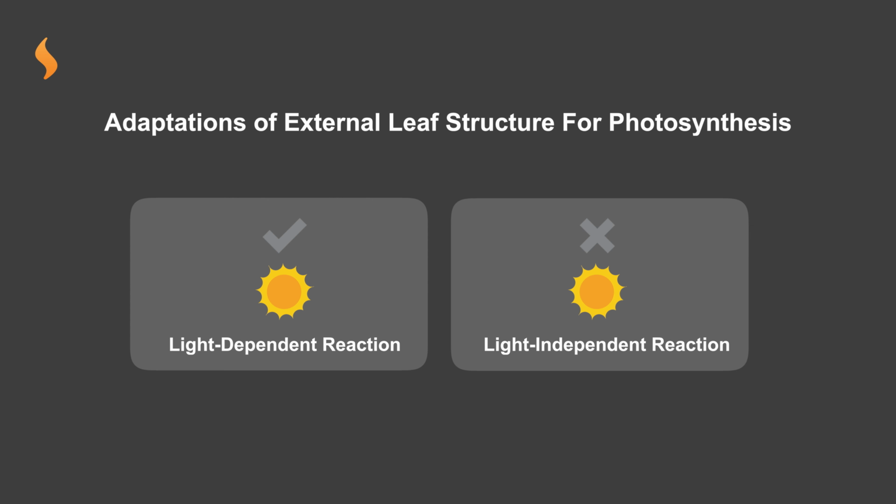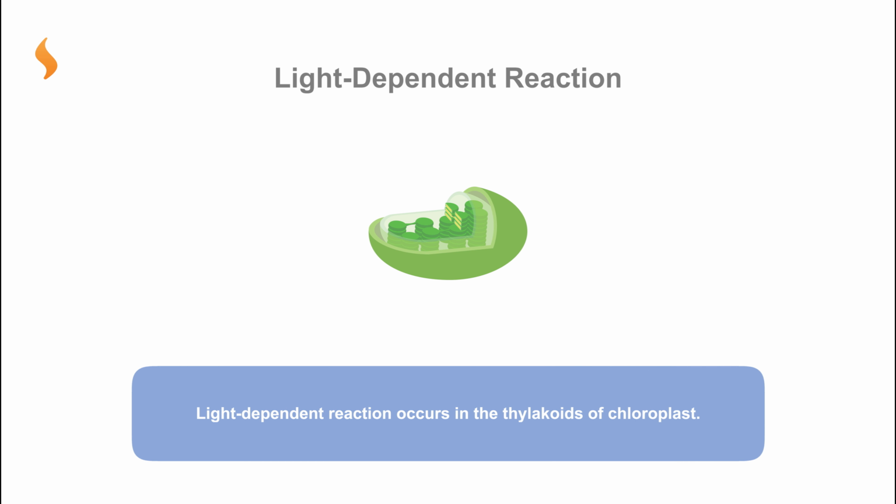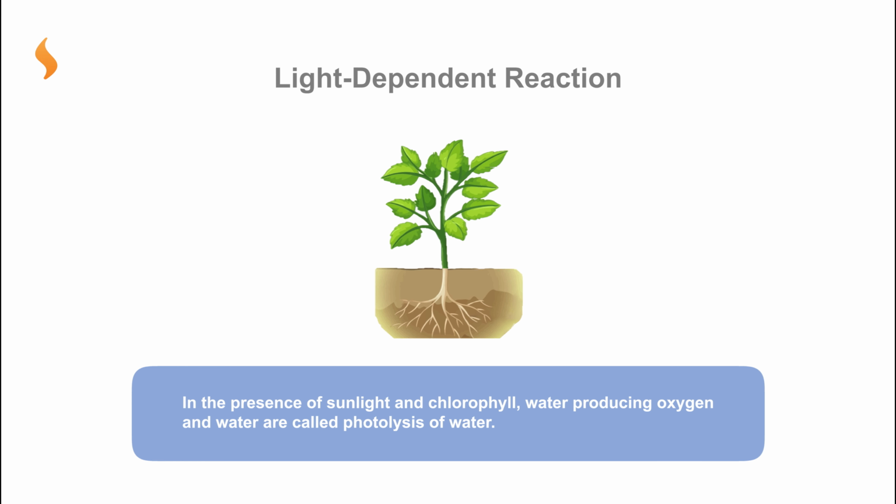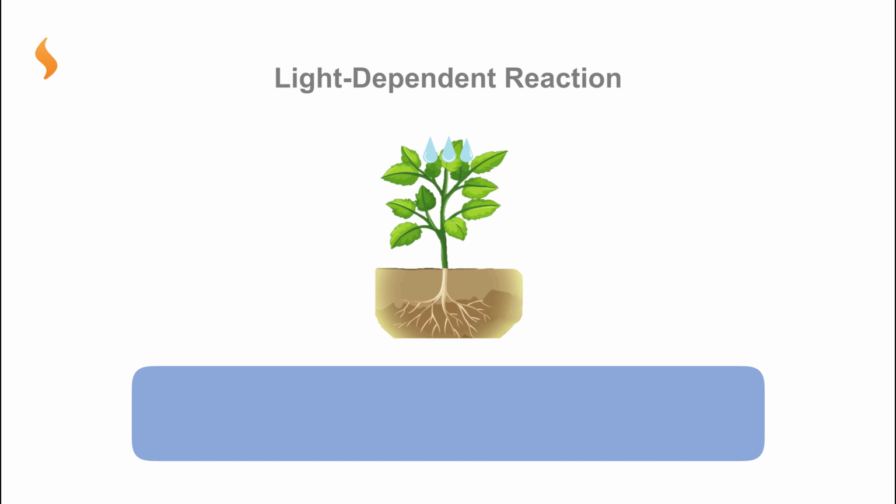Now, we will look further into light-dependent reaction. Light-dependent reaction occurs in the thylakoids of chloroplast. The chlorophyll in the thylakoids absorbs the energy from the sunlight. In the presence of sunlight and chlorophyll, the splitting of water producing oxygen is called photolysis of water.